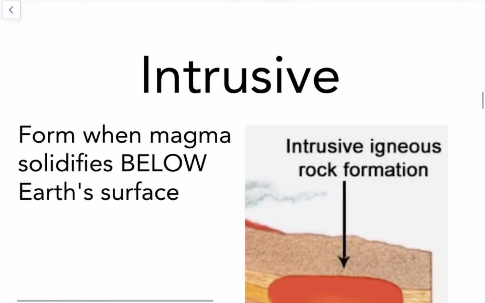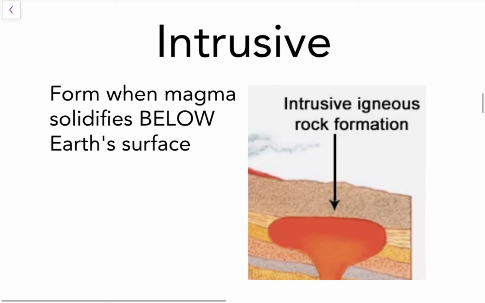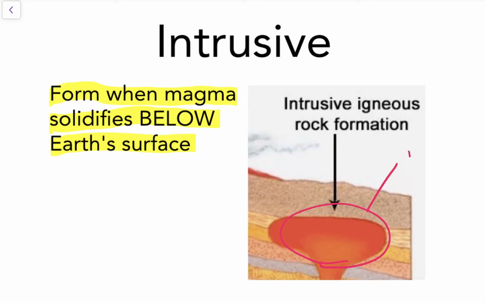We'll start with intrusive rocks. Intrusive igneous rocks form when magma solidifies below Earth's surface. Okay, intrusive igneous rocks form when magma solidifies below Earth's surface. Look at this picture. You can see we have a pool of magma inside of the Earth. It's not outside on the Earth's surface, it's inside the Earth.